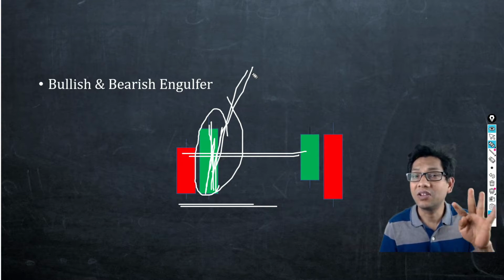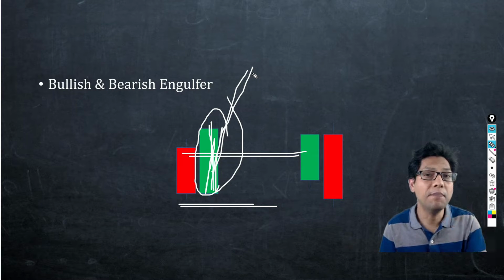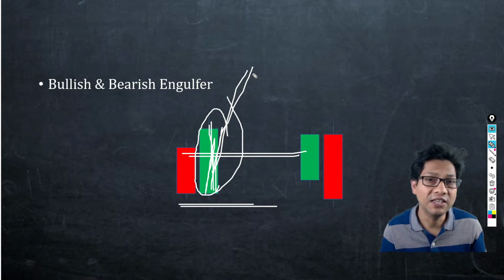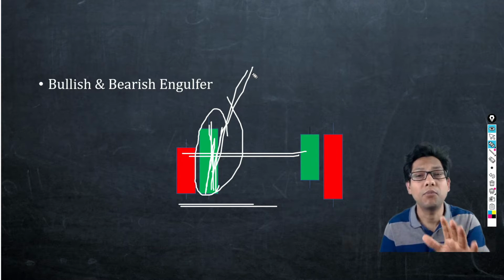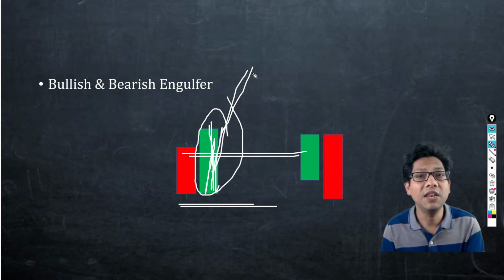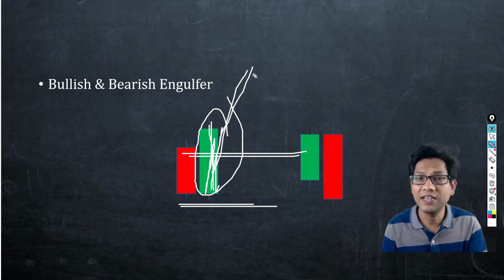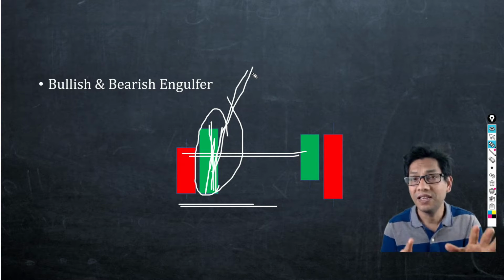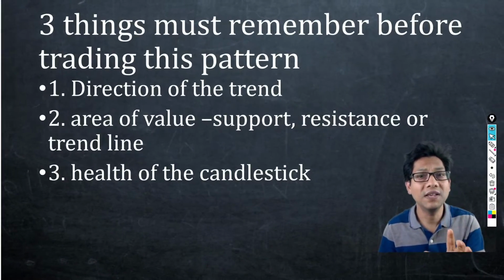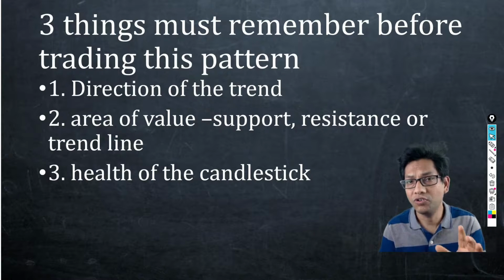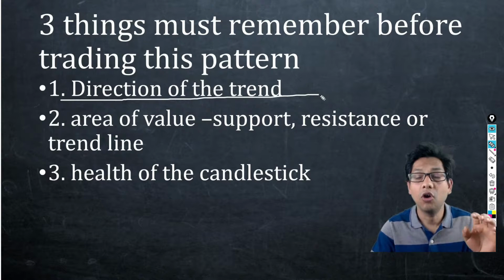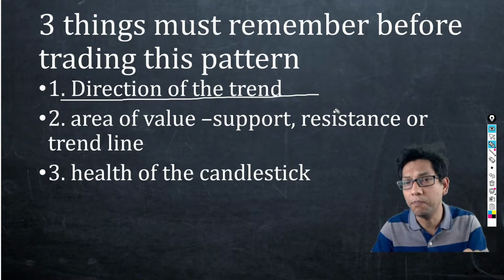Now there are 3 things you must remember before trading this pattern, because not all bullish or bearish candlestick patterns will be profitable or go in the direction you expected. So to eliminate false signals, you must remember the 3 things that I'm going to tell you now. The first is the direction of the trend. This is the most important.